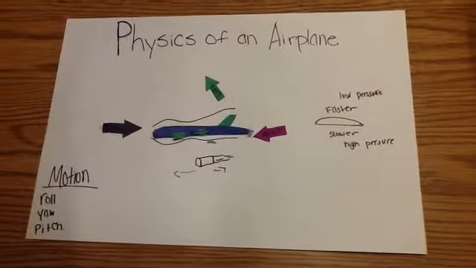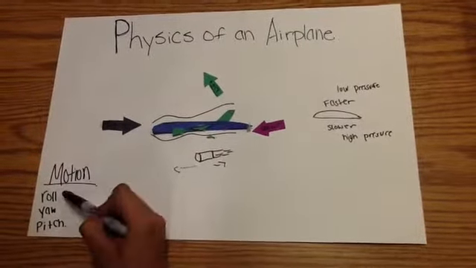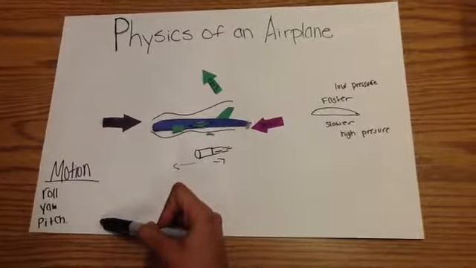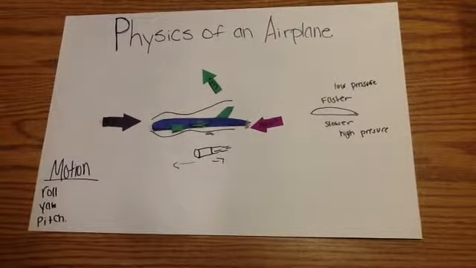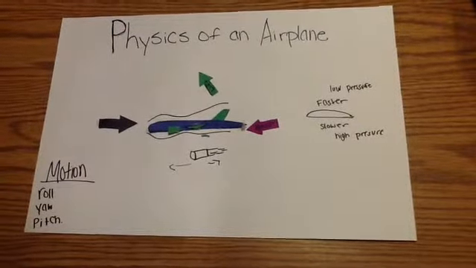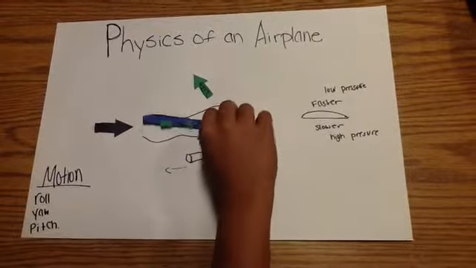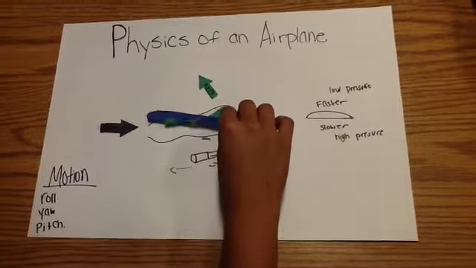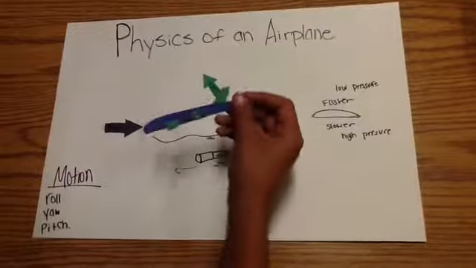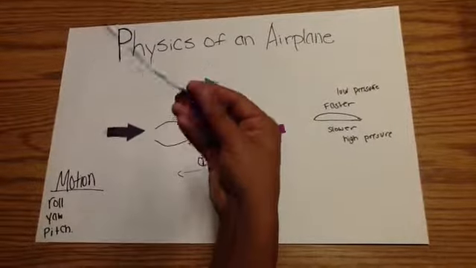The motion of the airplane is made up of three different things: roll, yaw, and pitch. The roll of the airplane is the rotation around the front to back axis. The roll is controlled by the ailerons and makes the plane tilt and spin upside down. So kind of like this way.